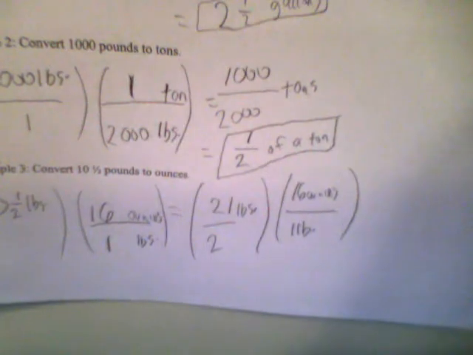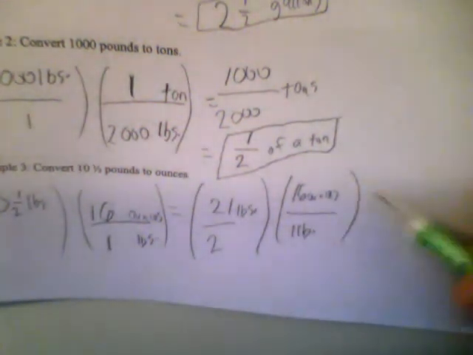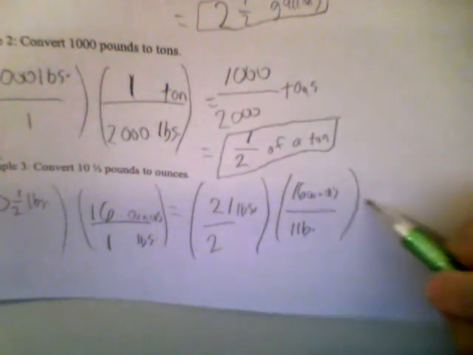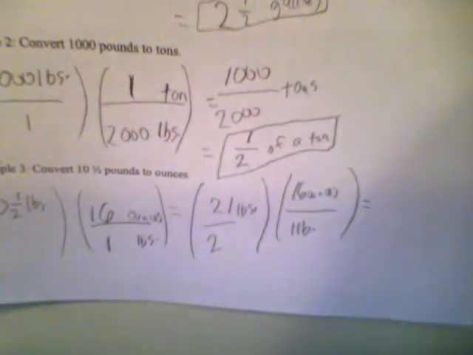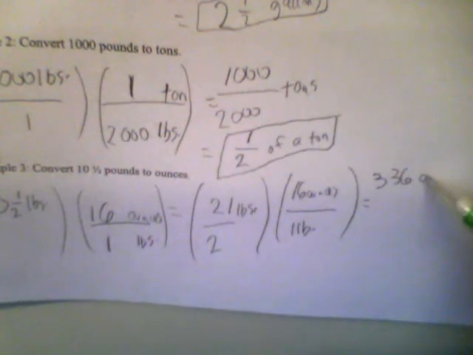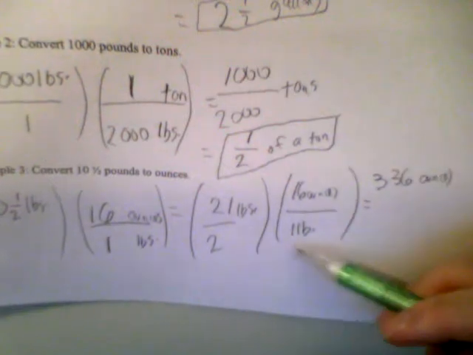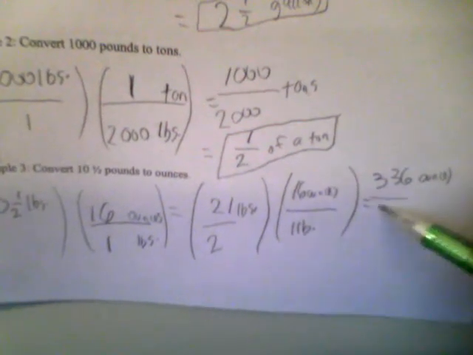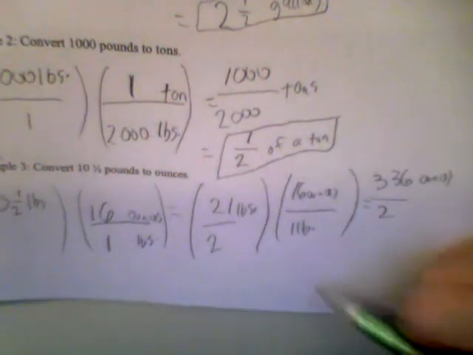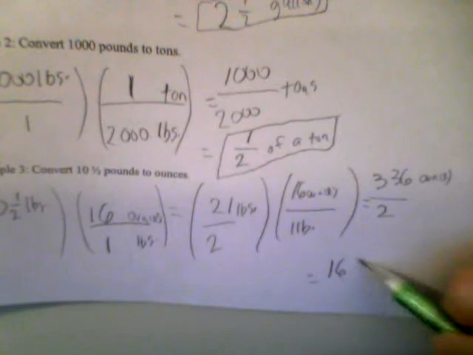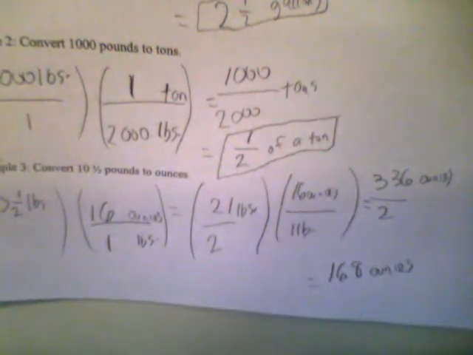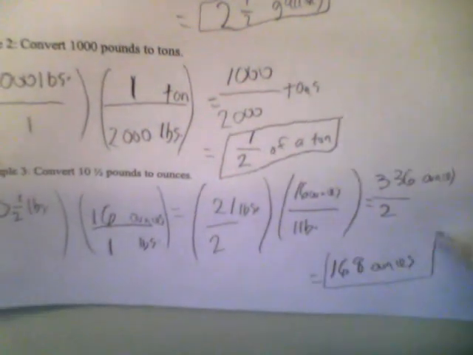Okay, my pounds unit cancel out, and so I'm just left with 21 times 16 over 2 times 1. 21 times 16 is just 336, so 336 ounces. 2 times 1 is just 2, so I have 336 over 2 ounces. 336 over 2 just reduces to 168 ounces. And that is my final answer.